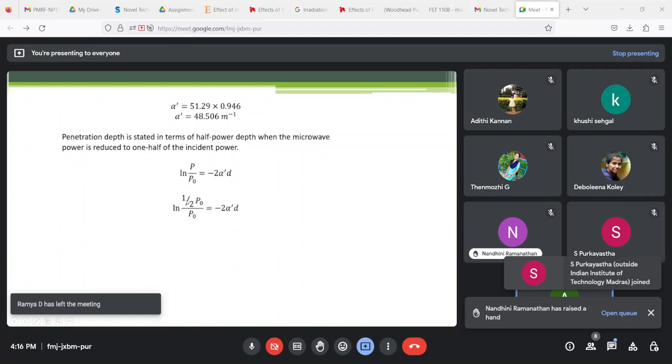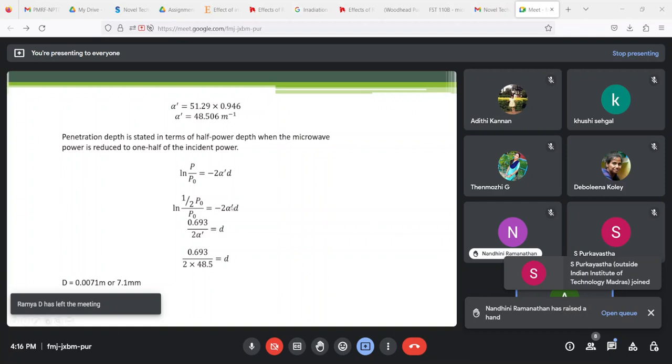So you substitute that half of P naught, and P naught gets cancelled. So you have ln of 2, that is minus ln of half, which is 0.693, divided by 2 alpha dash, which is equal to your half power depth. This is half power depth. So now since you've calculated your attenuation factor, you substitute it in this equation, which is 0.693 divided by 2 into 48.5, and this will give you your half power depth of 0.0071 meters or 7.1 millimeter.